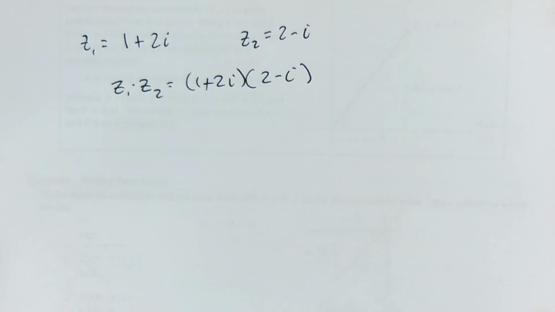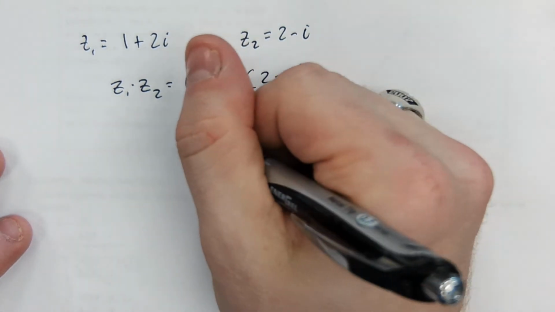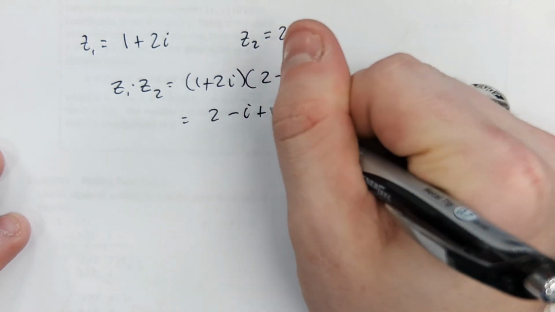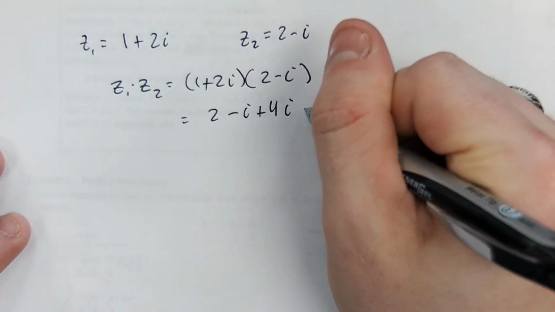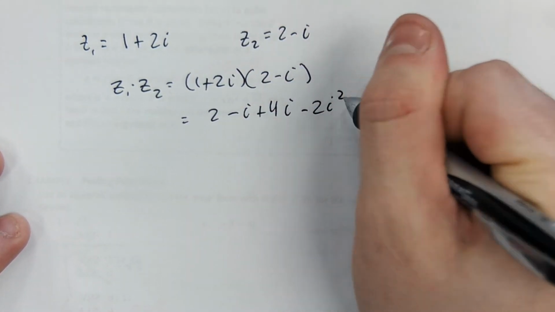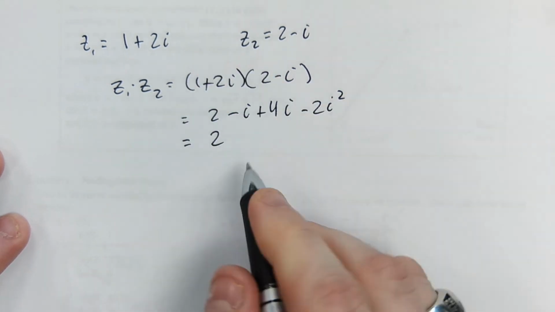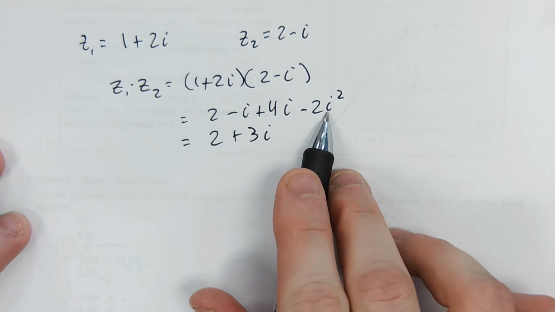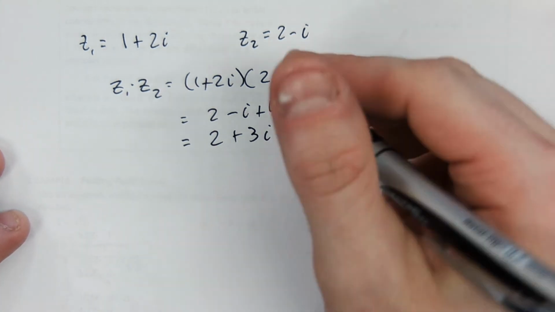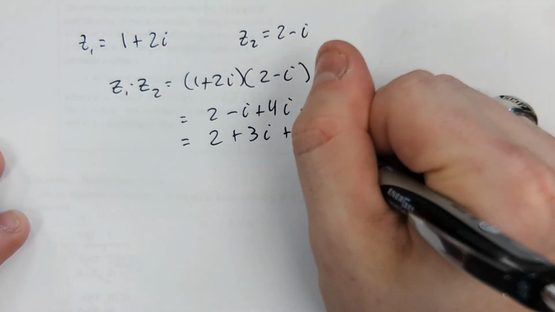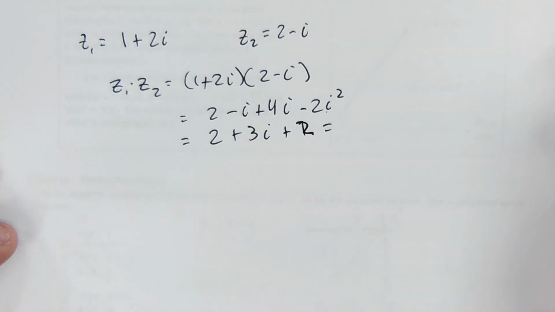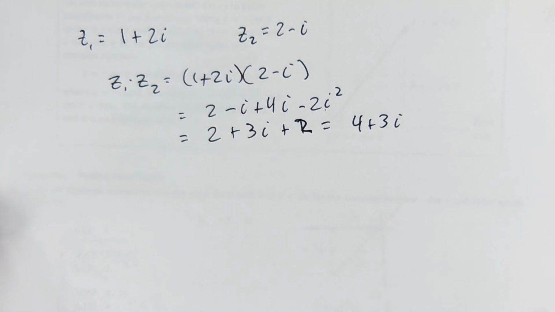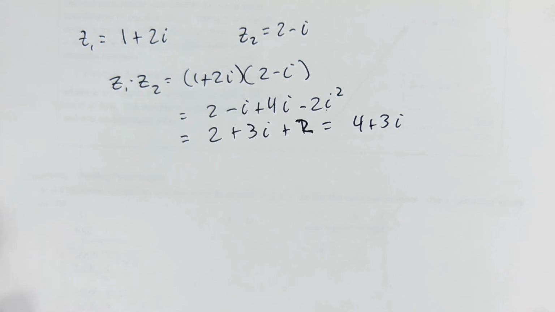You would have FOILed, right? The results would have been 2, let's see, minus i plus 4i minus 2i squared. So 2 plus 3i, and since i is the square root of -1, i squared equals -1. So you ended up with 4 plus 3i. So yeah, multiplying two complex numbers gave us back a complex number.